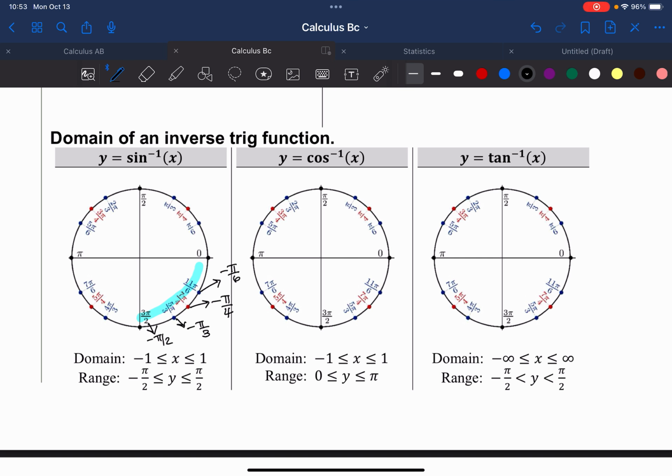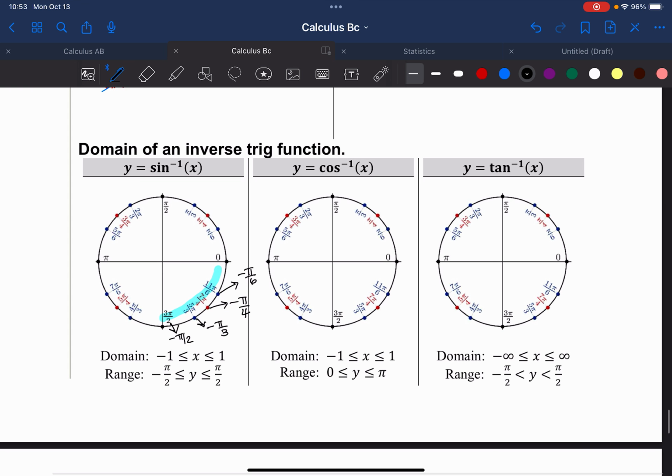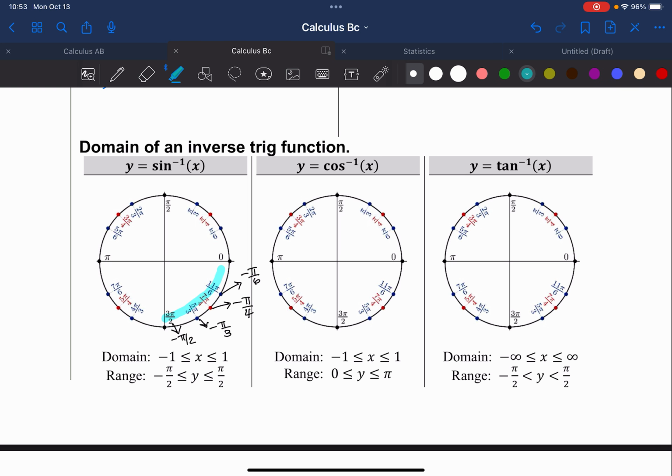Okay. The inverse of cosine, the domain is still -1 to 1, and the range now is from 0 to π. We don't have to change anything because these values here are still within π.